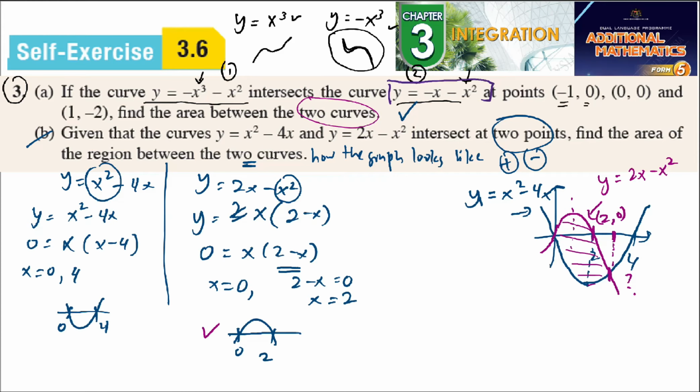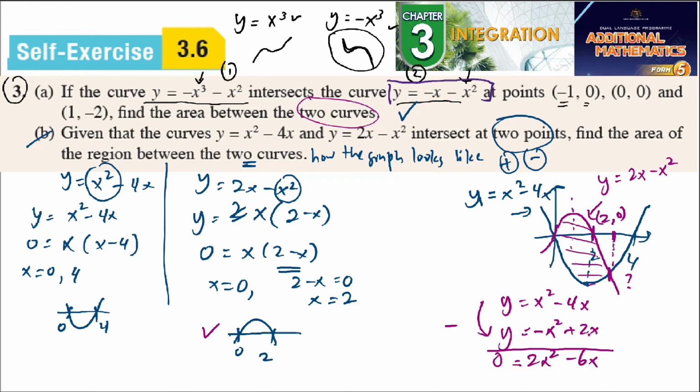Okay, so we can do simultaneous equation. Here we have y is equal to x squared minus 4x. Here y is equal to, I want to rearrange it so that x squared will be in front, so this one will be negative x squared plus 2x. I want to eliminate y, so I subtract: x squared minus negative x squared, I get 2x squared. Negative 4 minus 2, we get negative 6. This one will become 0. So 2x squared minus 6x is equal to 0.